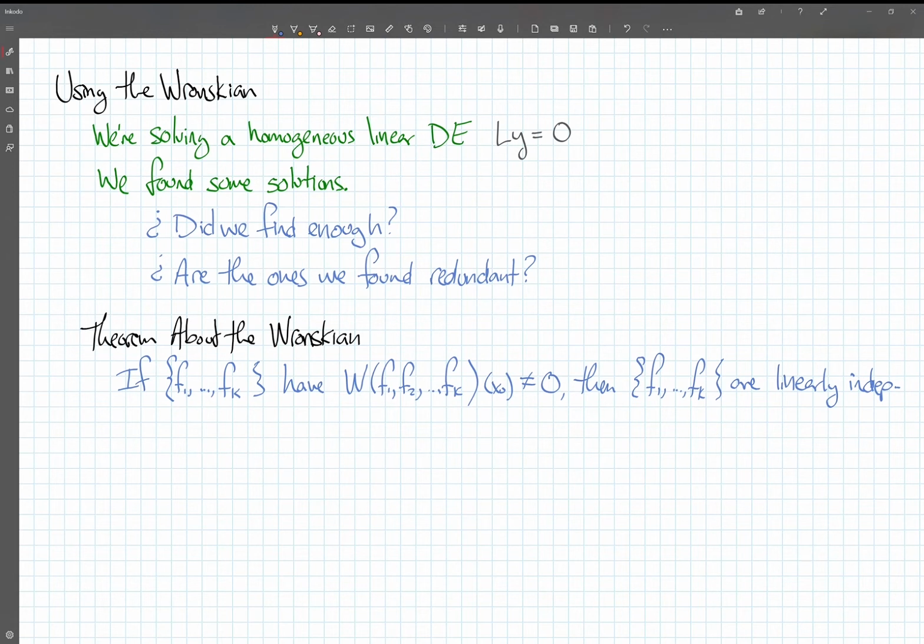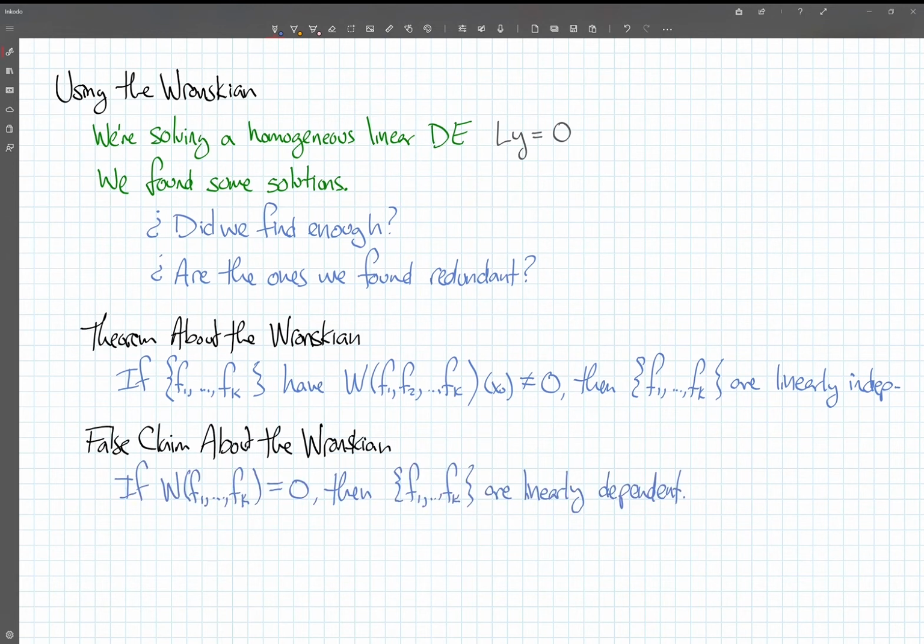Why might you think that? Well, you might think the following is true. That is, you might think that if I compute the Wronskian and I know that it vanishes, meaning it's 0 everywhere, then I can conclude that the functions involved are linearly dependent. And the thing is, that's false. It's tempting, but it's not true. So I'm going to go ahead and cross it out. Okay, so that's kind of a problem because, when we're checking a set of vectors, sometimes we need to know that they're linearly dependent.